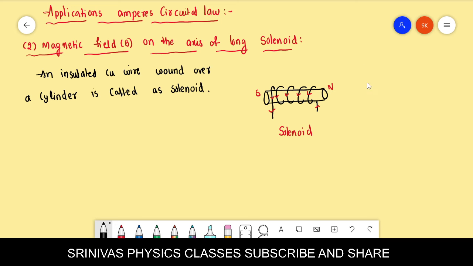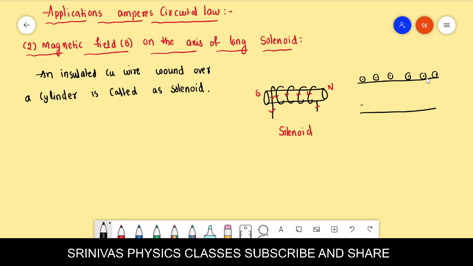Let us see, we will draw the cross section of this one. This is the solenoid. Here at the top, follow the cursor, the current is coming out from these points. Outward currents we take as dots. Dot indicates the current is coming out, at the top of the solenoid. That's why we are writing dot, dot, dot, dot.